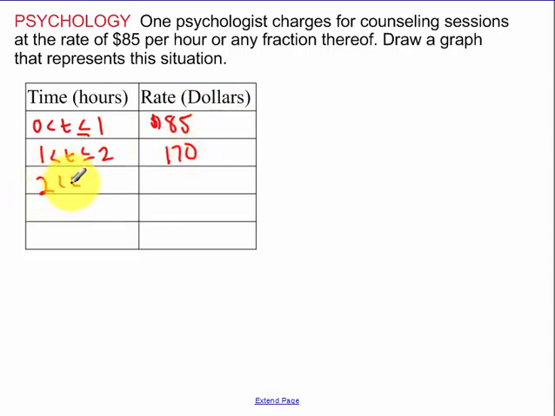Anywhere from 2 to 3, we're going to be charged for 3 hours. Anywhere from 3 to 4, I'm going to be charged for 4 hours. And then anywhere from 4 to 5, we're going to be charged for 5 hours. Okay, so what does that graph look like?